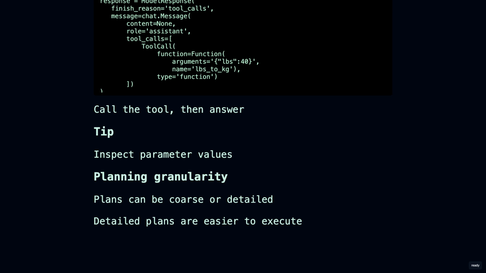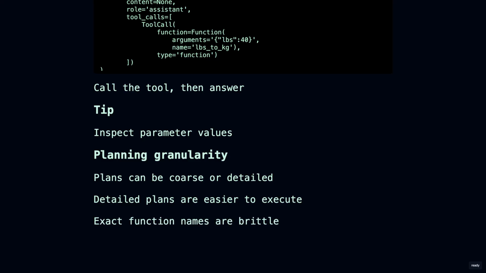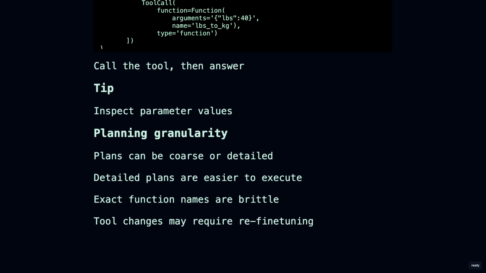If the plan names tools exactly, the plan becomes tied to a specific API. That is fragile, because a small tool rename can force you to rewrite prompts, examples, and even fine-tuning data. If the model learned the old tool inventory, it may need to be trained again after the tools change. That is one reason rigid, API-specific planning can be expensive to maintain.